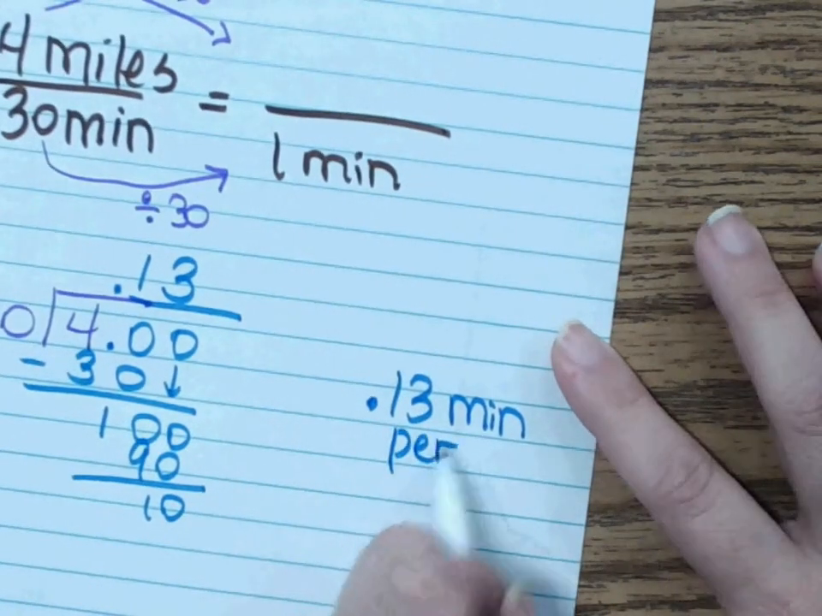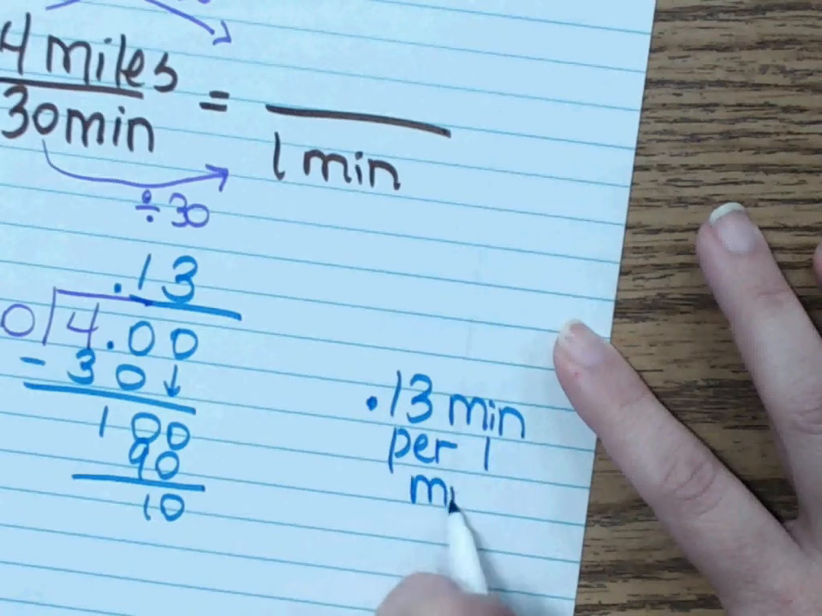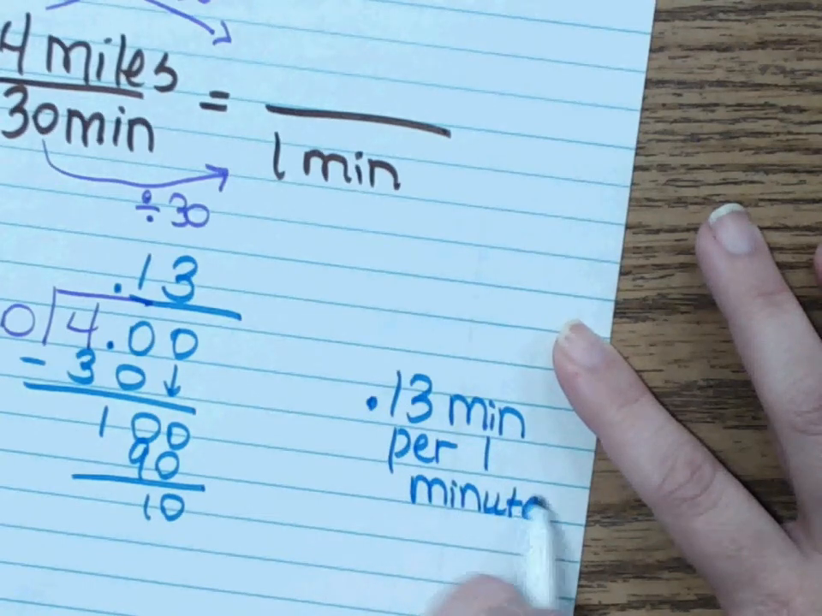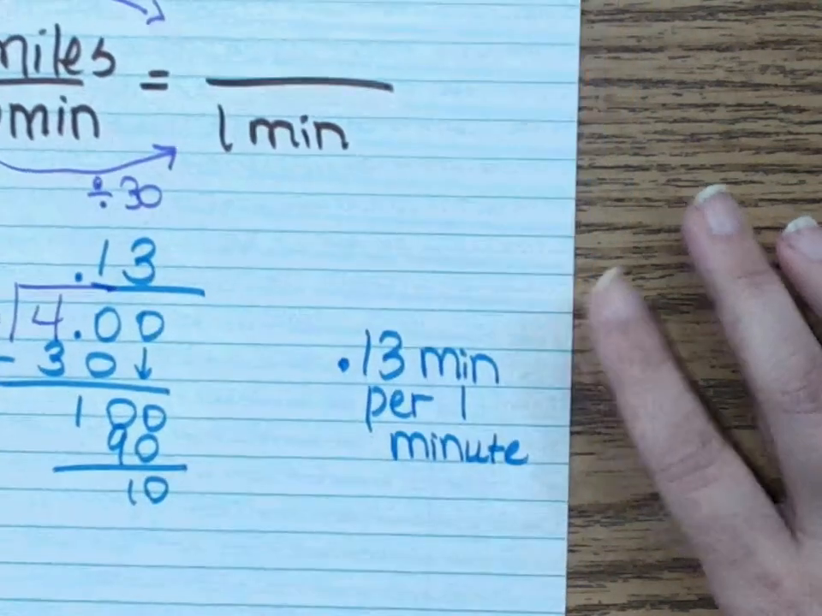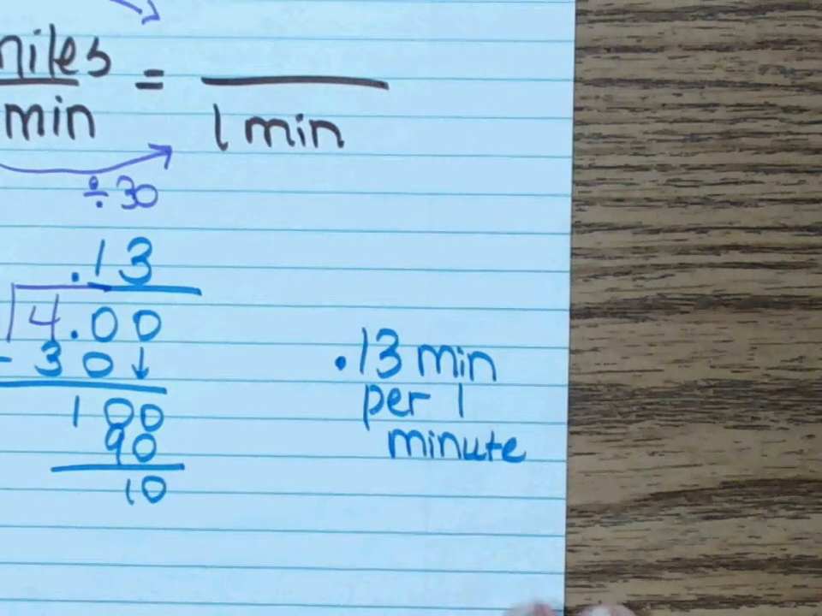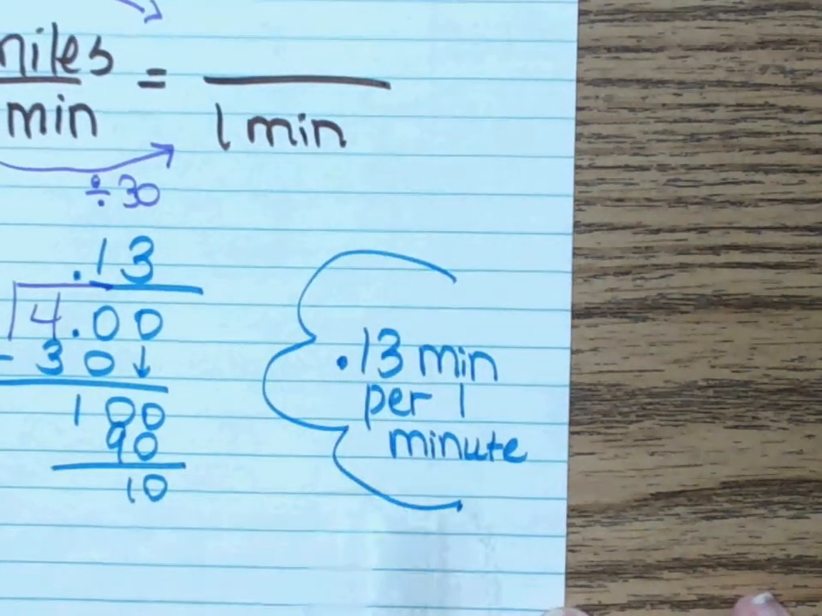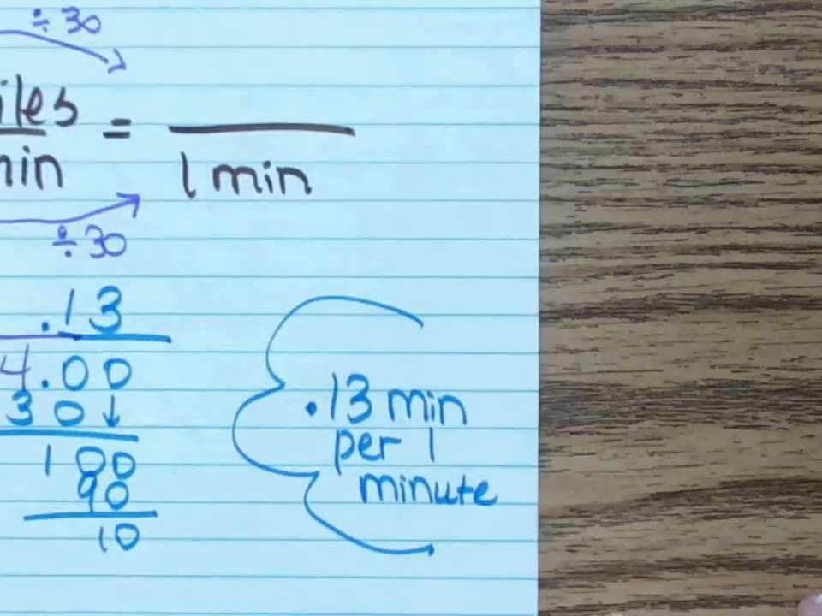Per 1 minute. Now a lot of times we leave off the 1 there. We just say per minute. And that means per 1 minute. Okay, so this is Hunter. Let's do Ryan. So I'm going to just flip my paper over here.